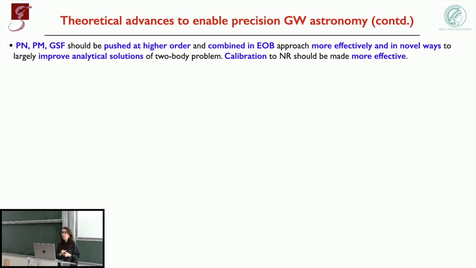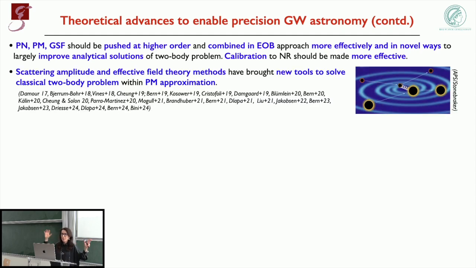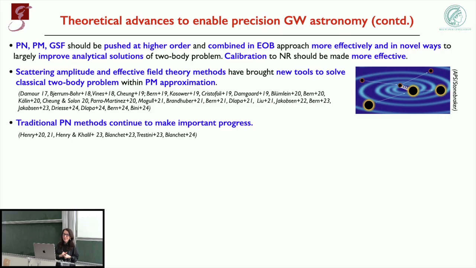So we need to improve this perturbative calculation at higher order. There has been a lot of work. I don't know if there are people here working on scattering amplitudes or effective field theory, but in the last 5 years there have been a lot of papers. People are pushing this calculation as an expansion in G at higher orders. We also had progress in traditional post-Newtonian methods, thanks in particular to Luc Blanchet and his group, who last year had the 4.5 post-Newtonian order completed.